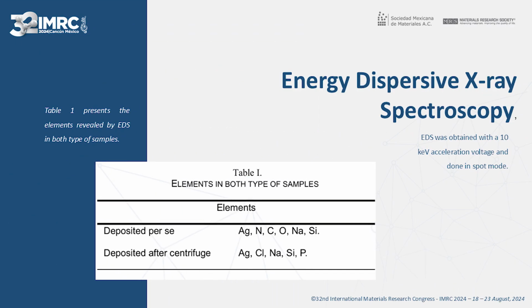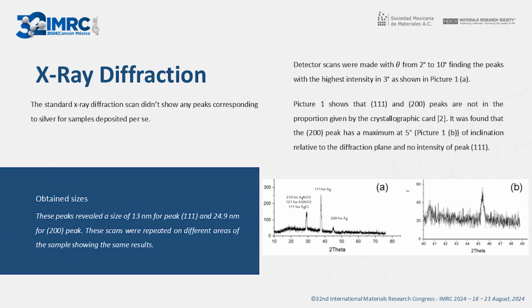Energy dispersive X-ray spectroscopy was done in spot mode with a 10 kV acceleration voltage, revealing in samples deposited per se the presence of silver, nitrogen, carbon, oxygen, sodium, and silicon. In samples deposited after centrifuge, silver, chlorine, sodium, silicon, and phosphorus were found. A standard X-ray diffraction scan did not show any peaks corresponding to silver in samples deposited per se. This was the reason refining the scan was necessary.